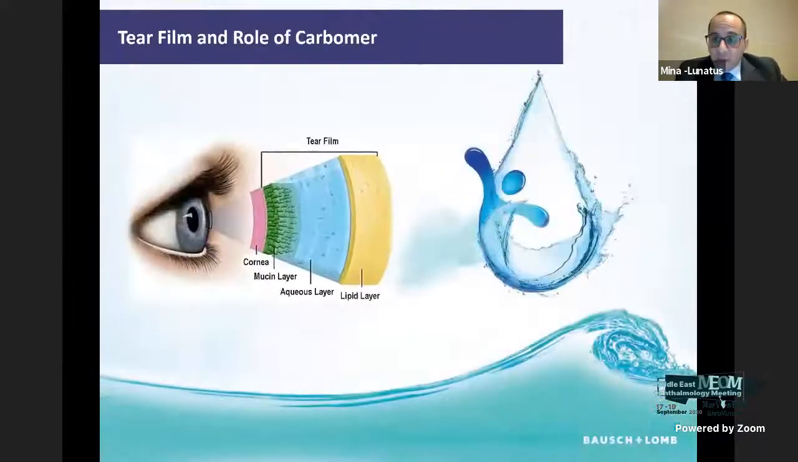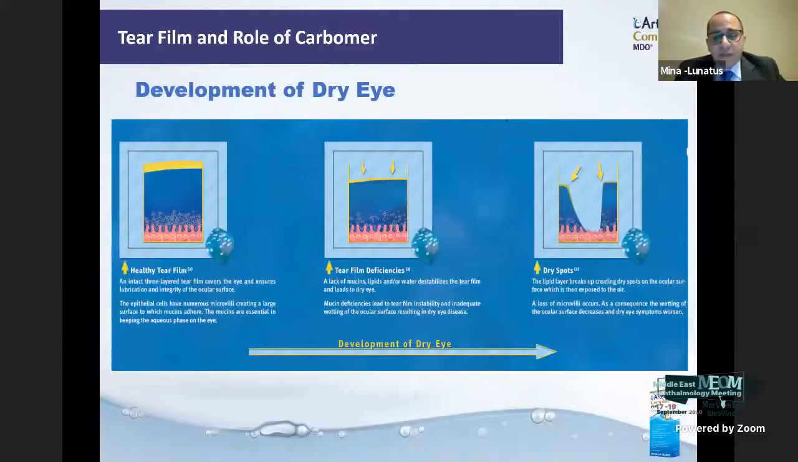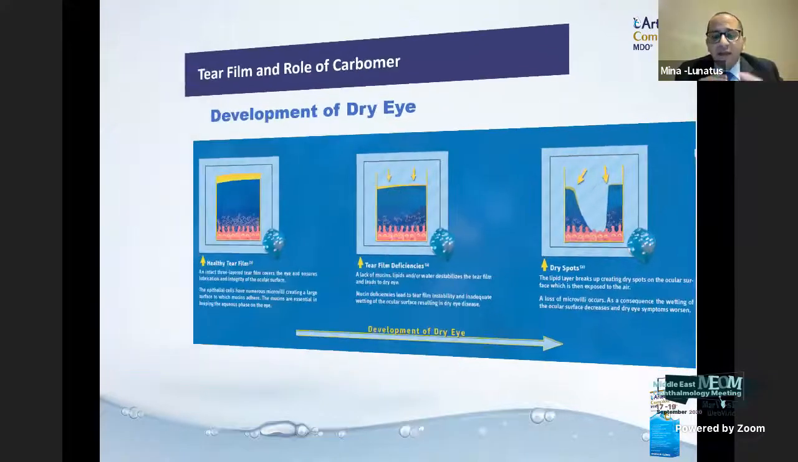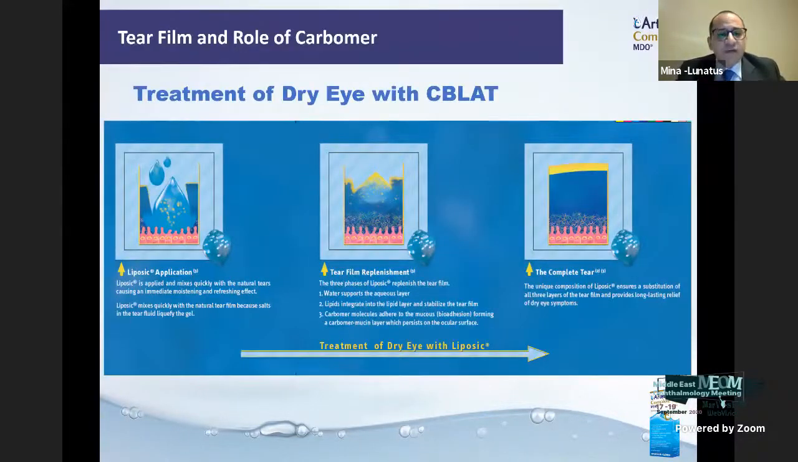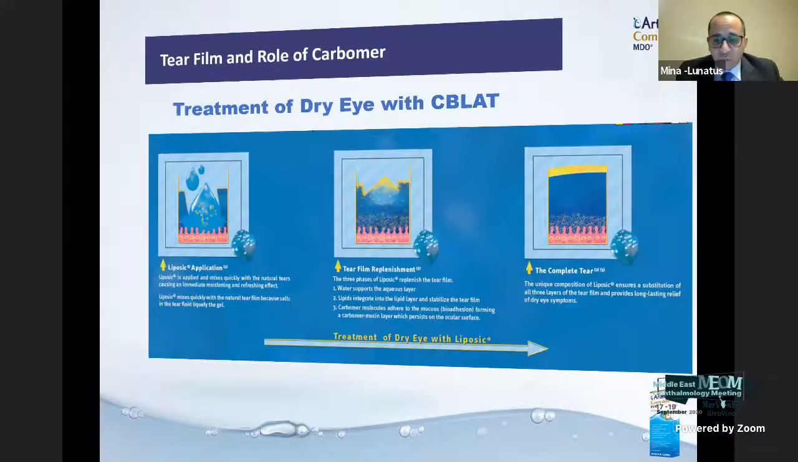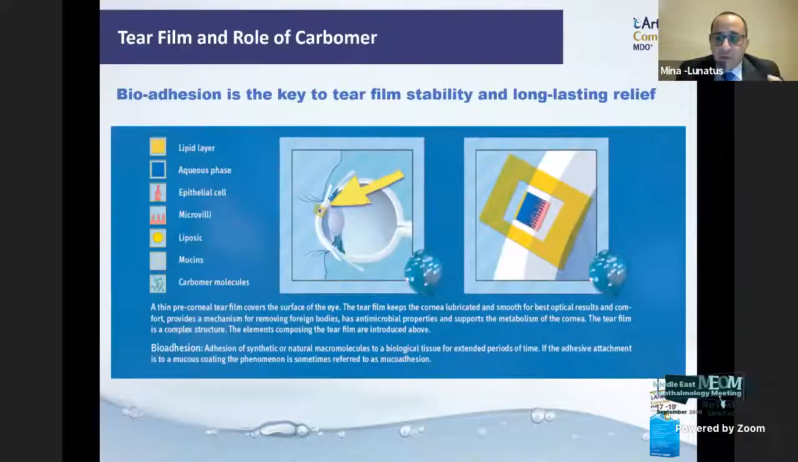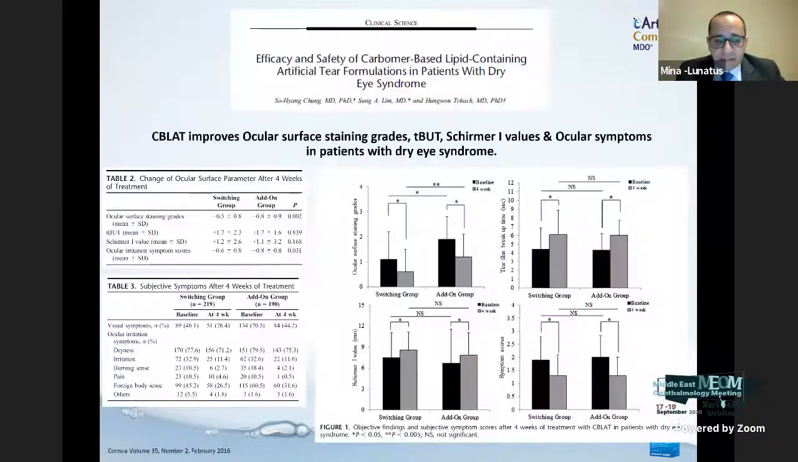Second component of Artilac Complete is carbomer, which supports the mucin layer. As we see with the development of dry eye disease, we develop dry spots due to the tear film deficiencies. Providing a three-dimensional eye lubricant provides support to all the three layers and achieves tear film replenishment and completes the tear film back to normal. And having carbomer in the formula of Artilac Complete improves bioadhesion, which is a key to tear film stability.